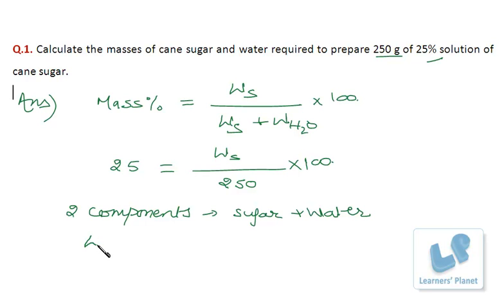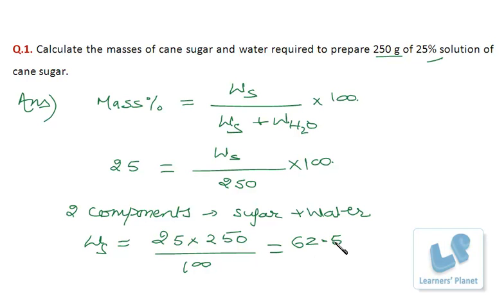Now what will be the weight of sugar here? It is 25 into 250 divided by 100. This simple math calculation you can do, right? What you'll be getting here? It comes out to be 62.5 grams, right? Just do the calculations. So what is the weight of sugar in the solution? It is 62.5 grams.